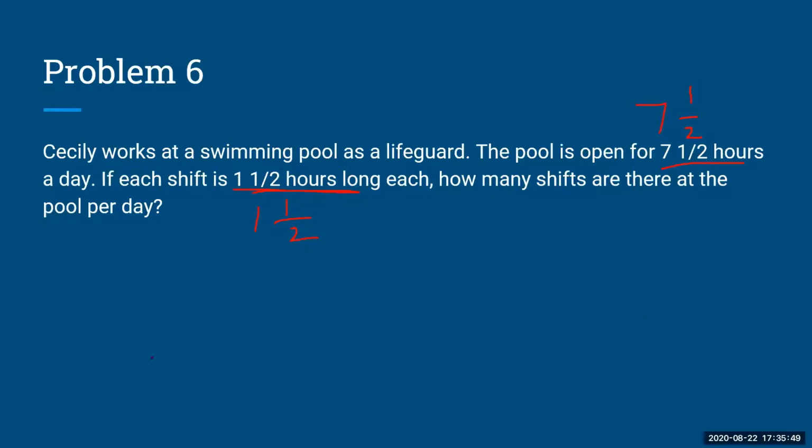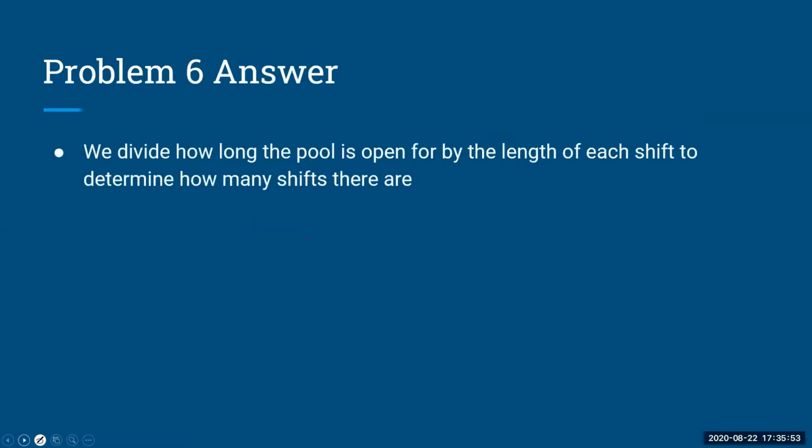Okay, so you guys should have got 5 shifts. There's 5 shifts at the pool. So you divide how long the pool is open for by the length of each shift to determine how many shifts there are.